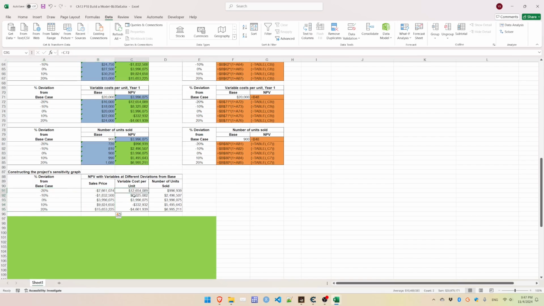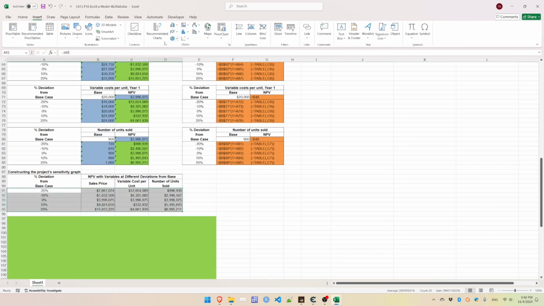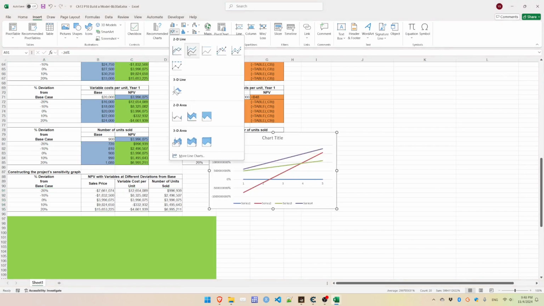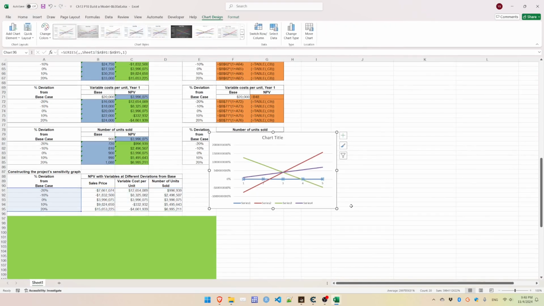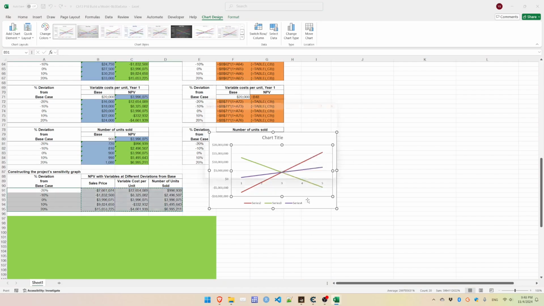When this is changing, how about these, right? So I can plot these. I can insert, I think a line graph should be fine like this, right? So there we go. This horizontal line is the 20, 10, 0, and 10, 20. I can delete that, and I have these, right? And then I can make it look better.